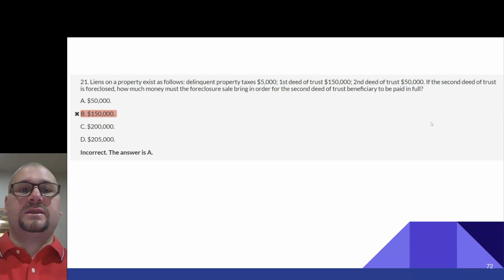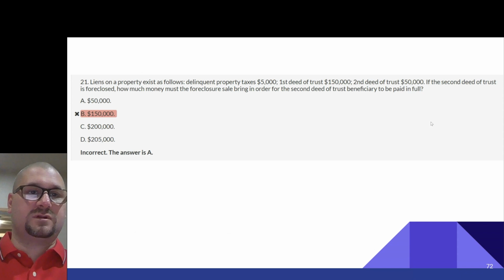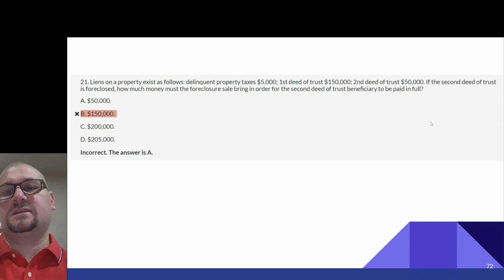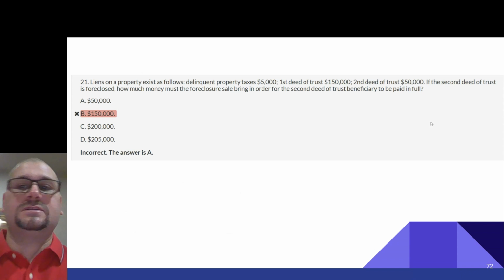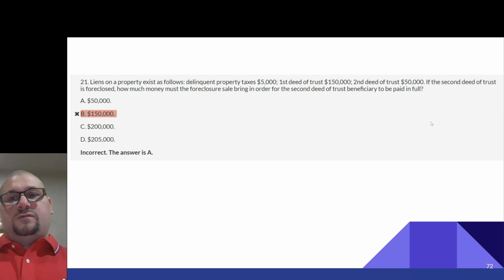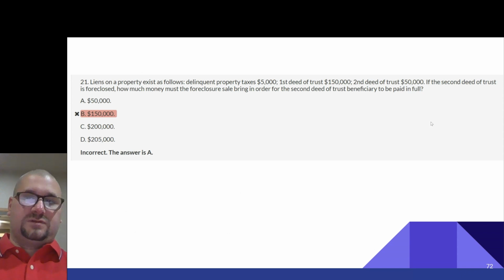So liens on a property exist as follows: delinquent property taxes $5,000, first deed of trust is $150,000, the second deed of trust is $50,000. If the second deed of trust is foreclosed, how much money must the foreclosure sale bring in for the second deed of trust beneficiary to be paid in full? Well, it needs at least 50 grand for the second beneficiary to be paid in full for the second deed of trust.